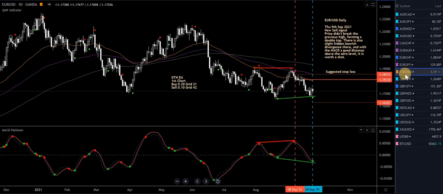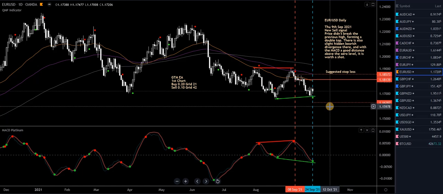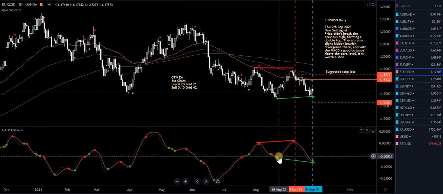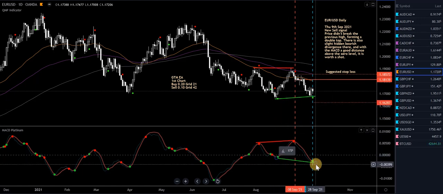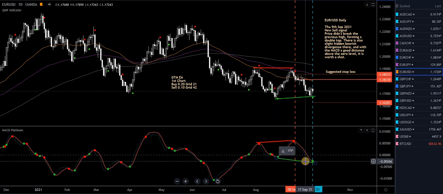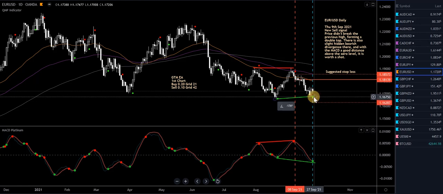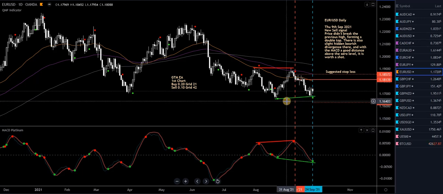Euro USD is highlighted in orange. New trade signal on Monday. Similar to the Aussie USD, except the only difference is this is supported by a hidden bullish divergence. We've got lower lows on the MACD platinum, which is an oscillator, and higher lows on price. So that's hidden bullish divergence. A little bit tricky to spot sometimes, but that's it.